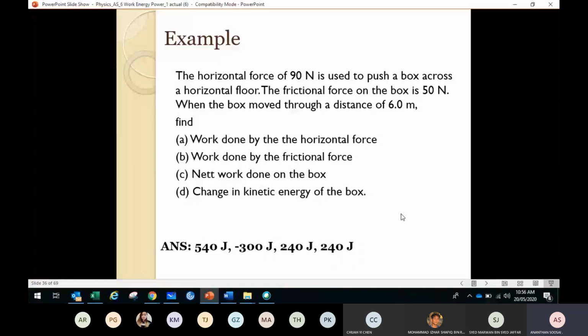Any other questions? Don't have any questions, okay. So tomorrow we continue with this topic. In the background, you try to do more questions. Okay, we stop here. See you tomorrow.